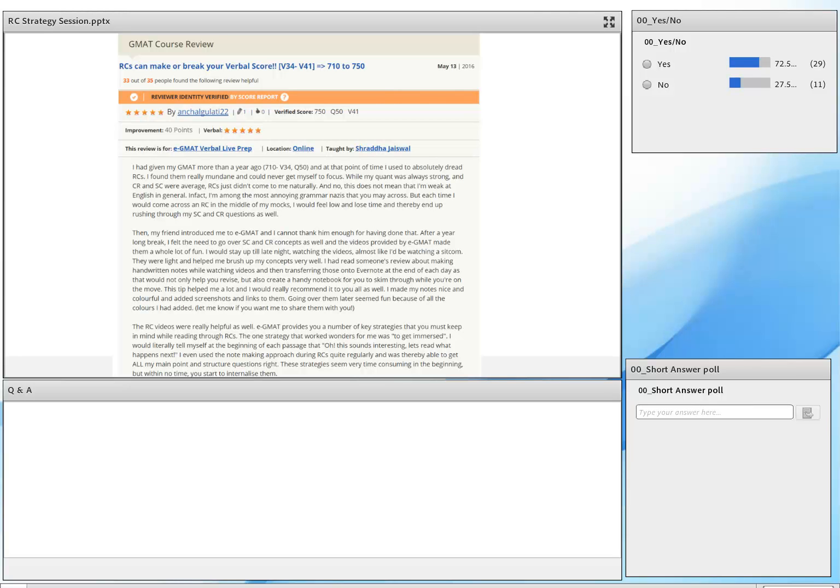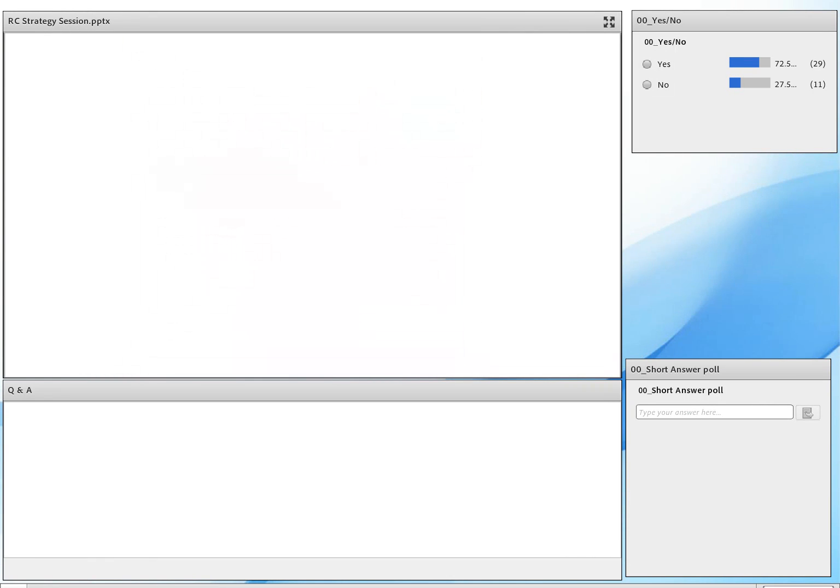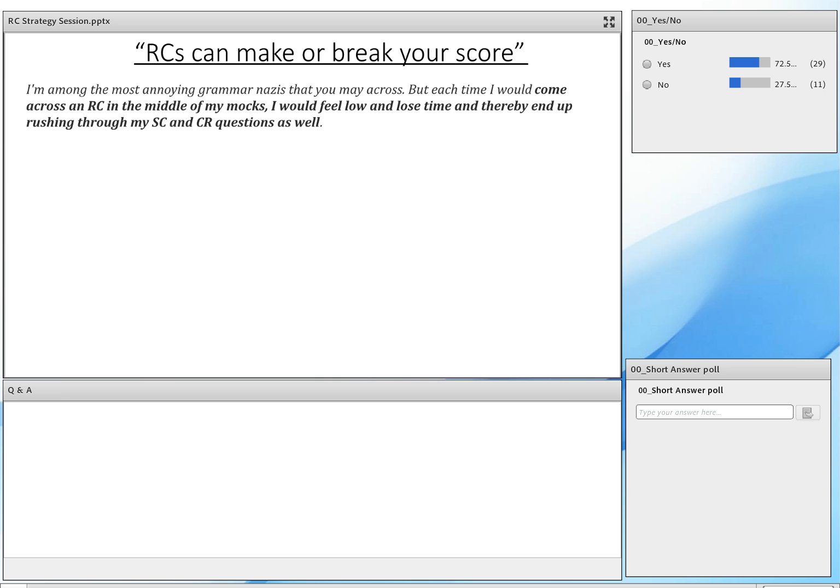In her first attempt, she bombed her RC. "I would come across an RC in the middle of a mock. I would feel low and I would lose time and thereby end up rushing through my SC and CR questions as well." Okay, so she messed up her CR and SC because of RC.